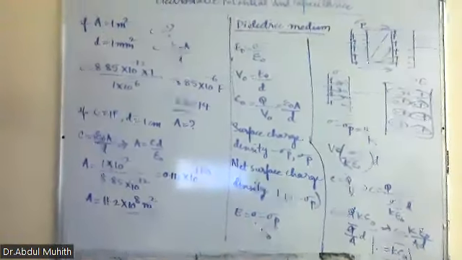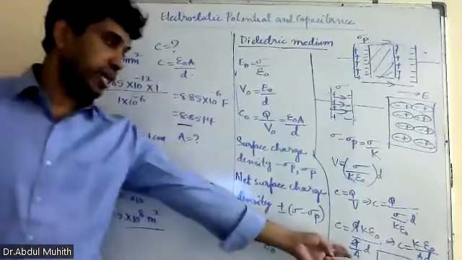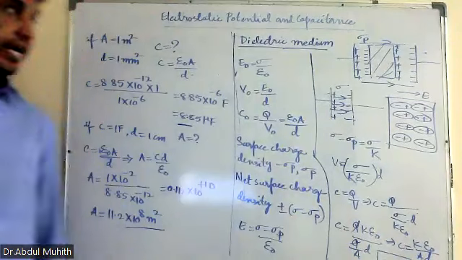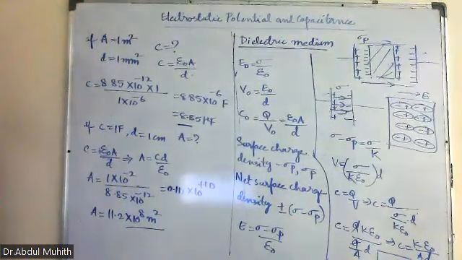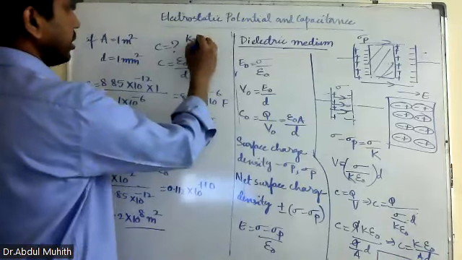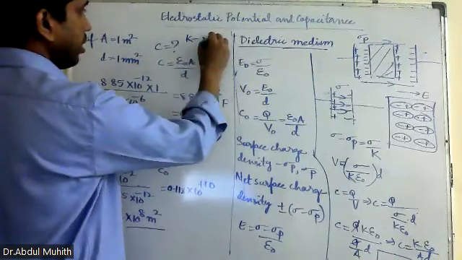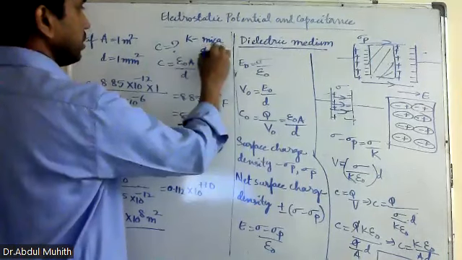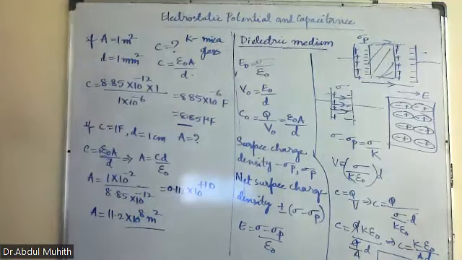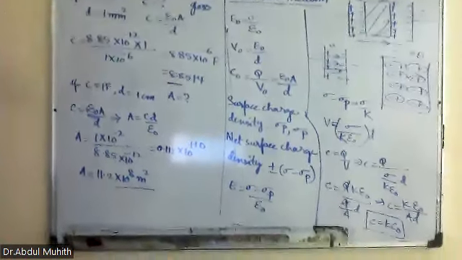It means the capacity of the capacitor is a multiple of the dielectric constant. K is the dielectric constant. For example, the medium can be mica or it can be glass. Is that clear, all of you?